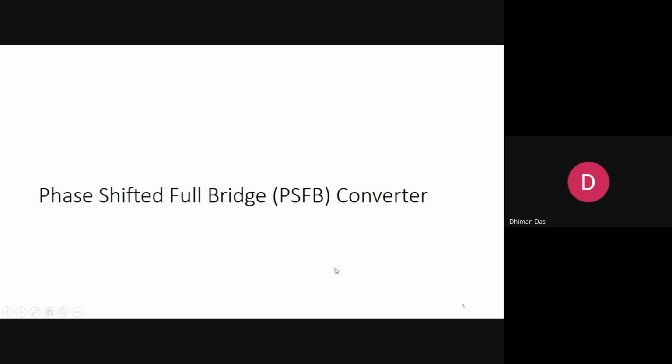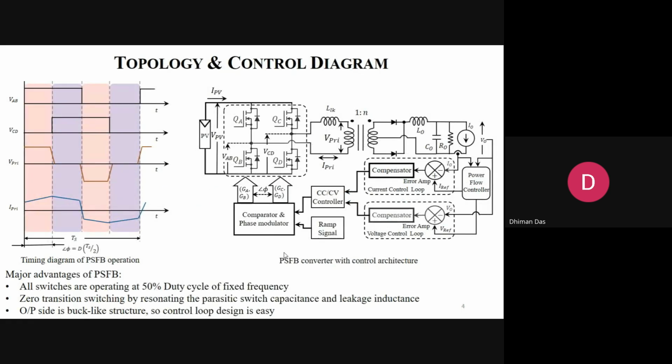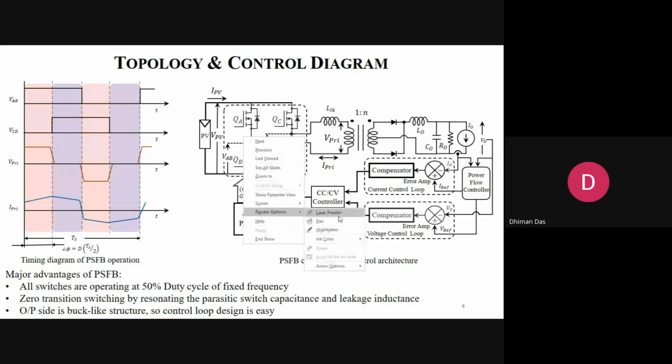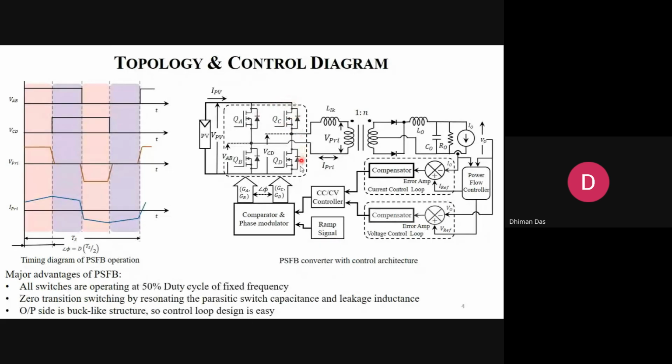So first, I will discuss a brief about the phase shifted full bridge converter, or widely known as PSFB. So this is a conventional full bridge, where the voltage across each bridge leg can swing from V bus to 0, and from the other leg also V bus to 0.